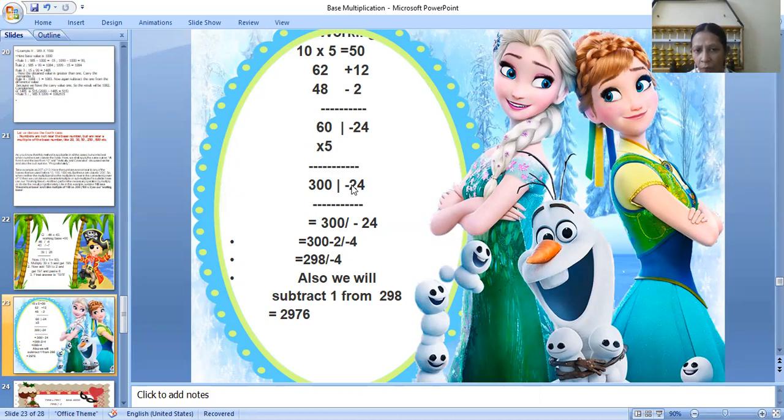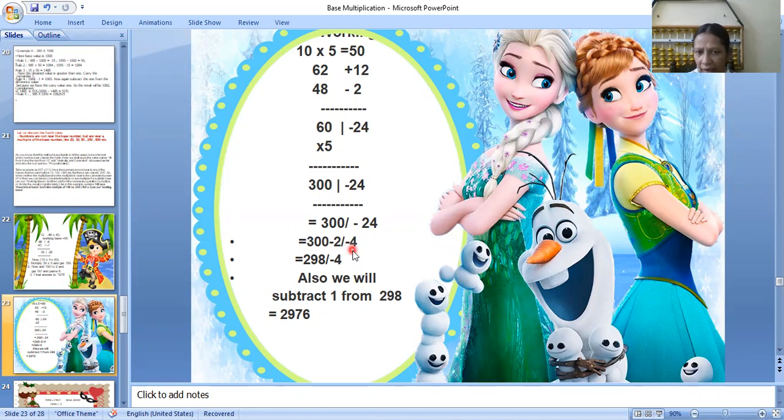Now you know here only 10 is the base, so you will keep only 1 digit. This minus 2 is extra. You have to shift minus 2 to the left hand side. So I'm going to explain how you will do this. Now you see this minus 2 is extra. So what will you do? You will shift this to the left hand side. So you will do 300 minus 2.